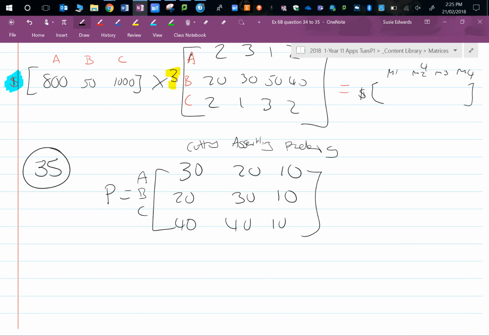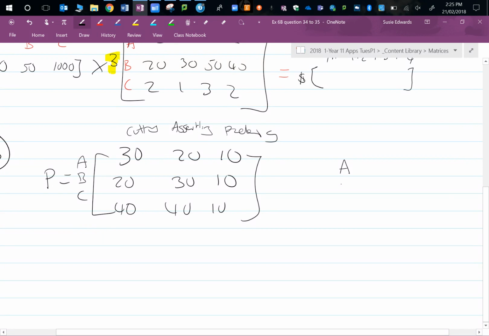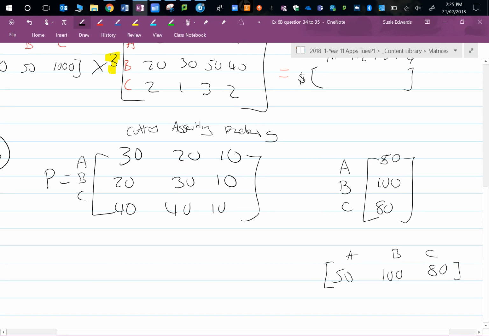And it says you could write it as a column matrix or you could write it as a row matrix. So it could be written A, B, C, 50, 100, 80. Or it could be 50, 100, 80, A, B, C. Both PQ and QP could be formed, but only one of these will contain information which will be useful. All right, so thinking about this, if we're looking at this ABC, where do we want it to link up with? What do we want it to be multiplied by?